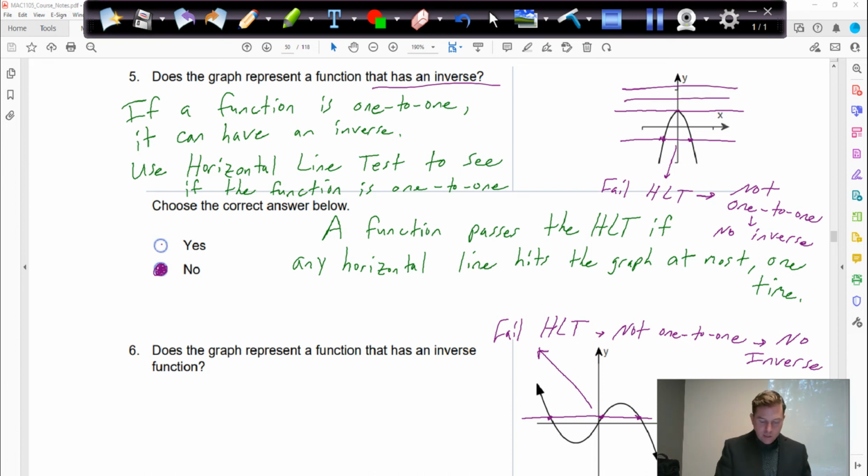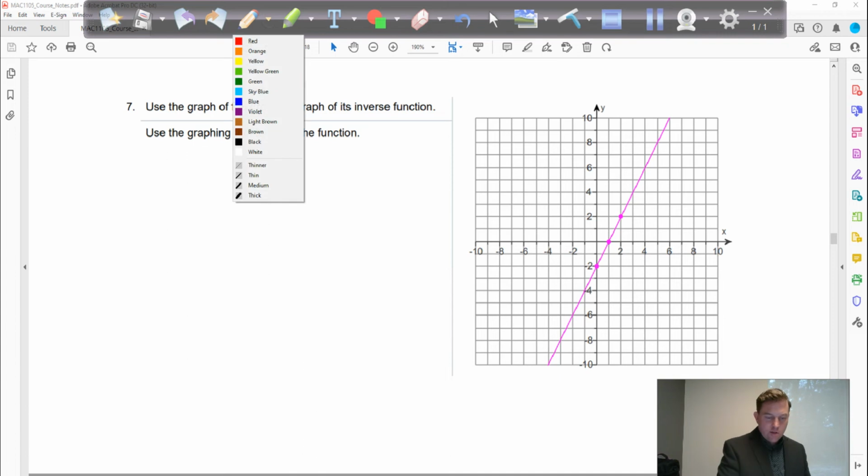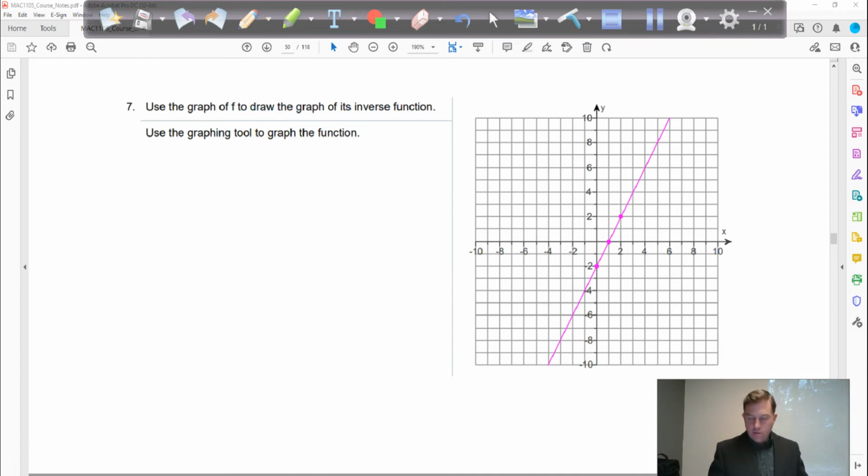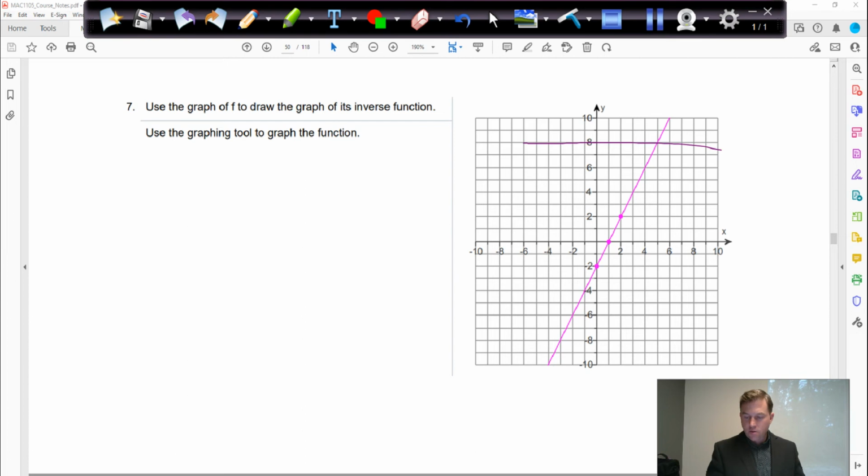Does the graph represent a function that has an inverse function? No. So hopefully those are pretty simple. Just horizontal line, hit more than once, you're done. No inverse. Okay, in 7, we can start, if we want, with the horizontal line test. All these horizontal lines are hitting at only 1 point, and 1 point only. So this one's going to pass the horizontal line test. Therefore, it is 1-to-1, and therefore it has an inverse.